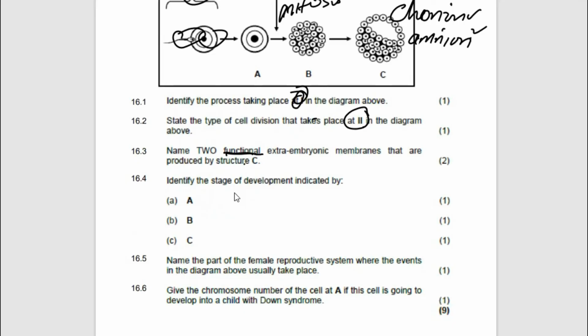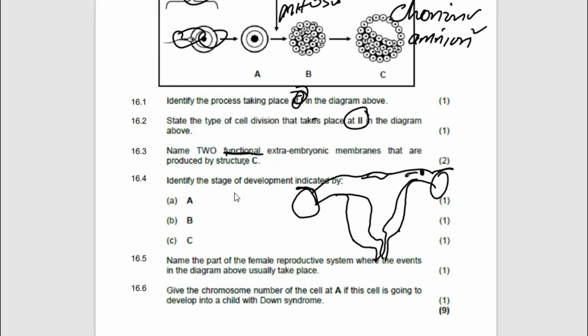Name the part of the female reproductive system where the events in the diagram above usually take place. Where do we find this? They occur in the fallopian tube, because fertilization will take place in the fallopian tube. Fertilization will take place here, and then these events will keep on moving until they reach here. Once they reach here, then implantation will take place on the walls of the endometrium. But all these events we are seeing, they take place from the ovary, along the fallopian tube.